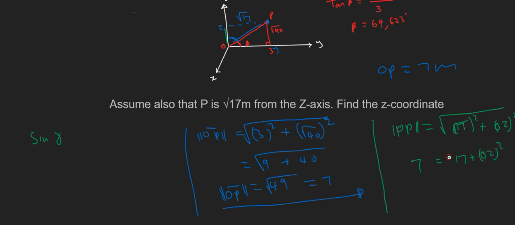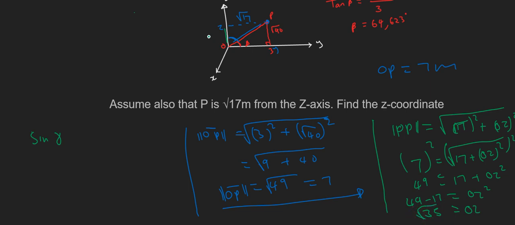OZ squared, that root, I'm going to cancel it by squaring, and then it just went away, and now I'm left with 49. Here I have 17 plus squared OZ, then 17 goes to the other side. 49 minus 17 is equal to squared OZ. So work this on a calculator and get 35, obviously, as OZ squared. Then I have root 35.